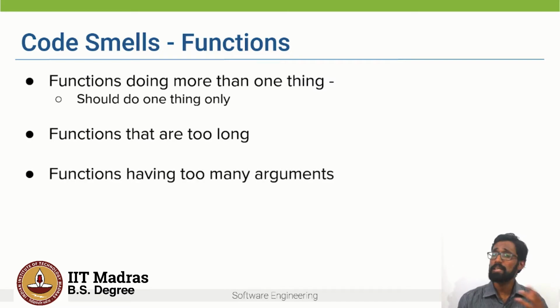And functions that have too many arguments. Robert Martin suggests that ideally functions should not have any arguments, or they should have 1, 2, or at most 3 arguments. And if a function has more than 3 arguments, it might mean that it is doing more than one thing, and it is best to divide that function into multiple functions.